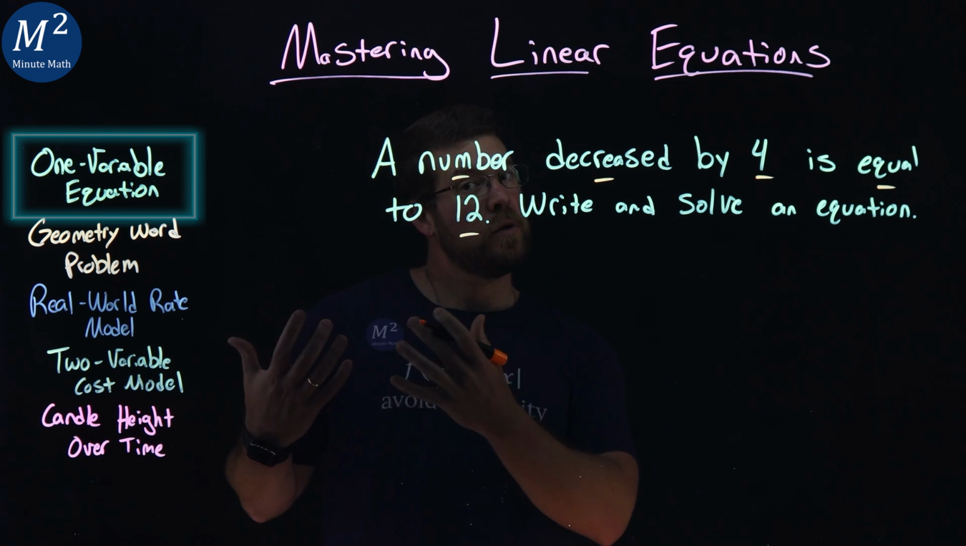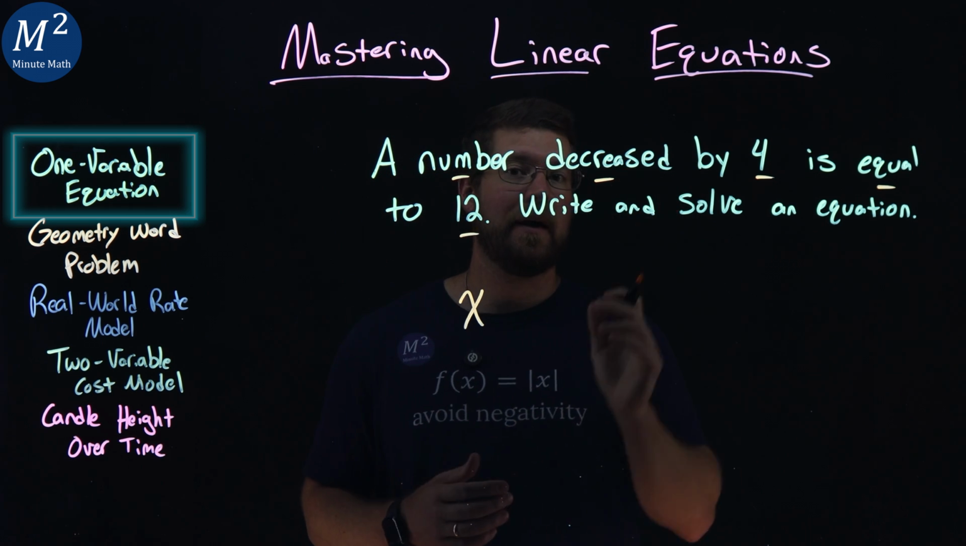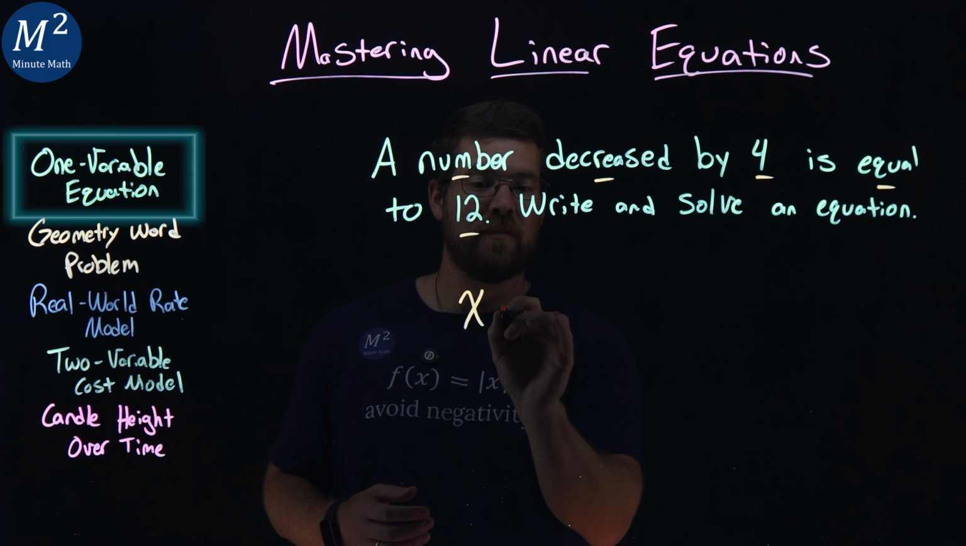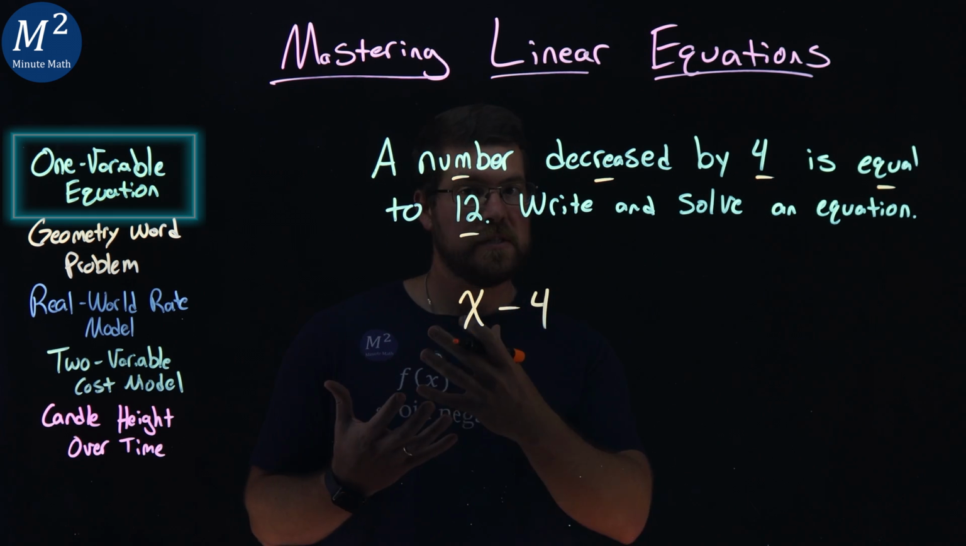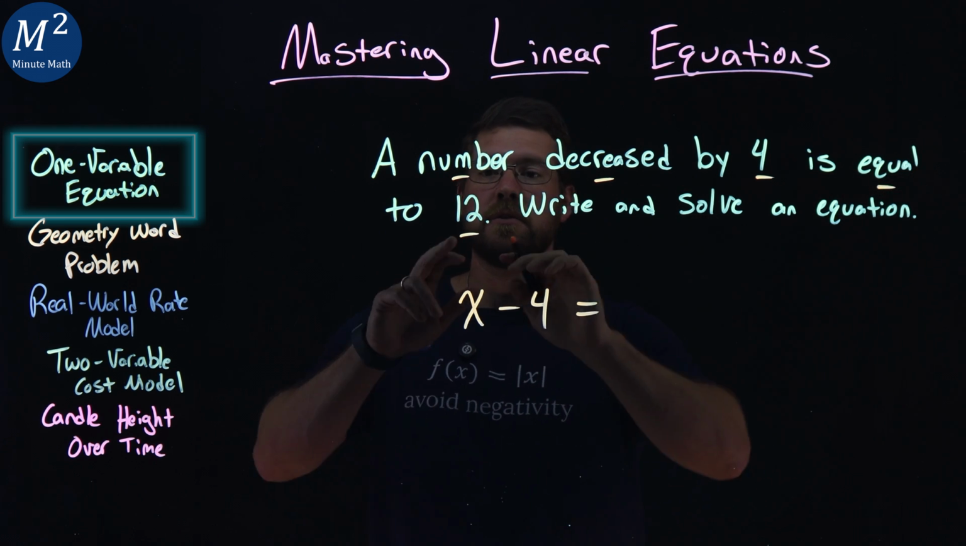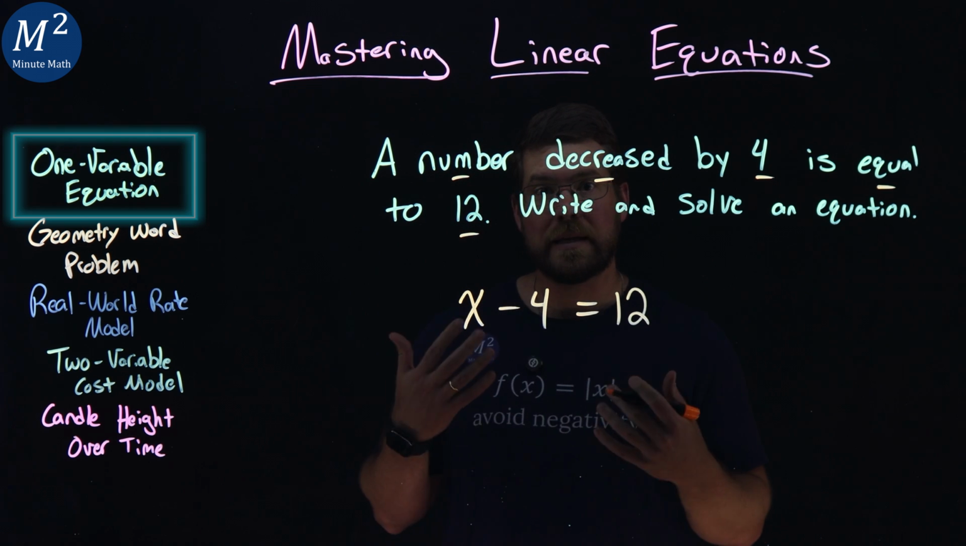A number, we don't know what it is, let's call it x, is decreased by, so we're taking x and we're taking some number away from it, by 4, so we have x minus 4. We're taking 4 from the x, and that is equal to 12. And so now we have an equation that we can solve.